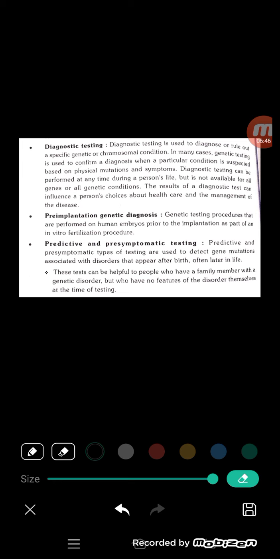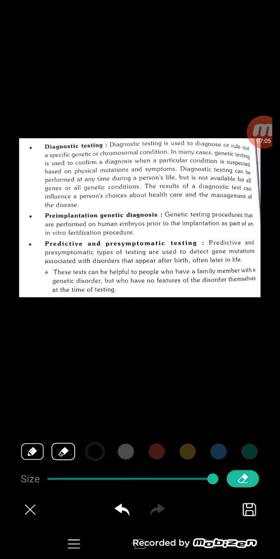And diagnostic testing can be performed at any time during a person's life, but it is not available for all genes or conditions. Only for some genes can we determine and identify genetic diseases using these tests.